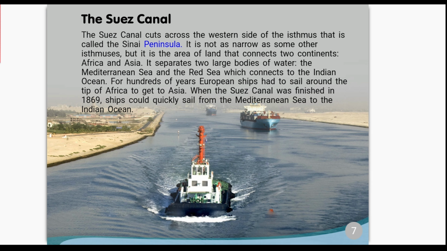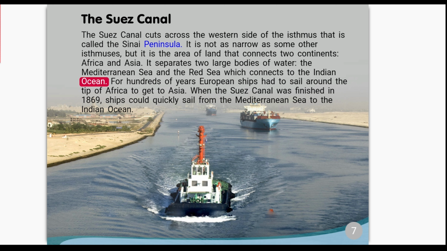The Suez Canal. The Suez Canal cuts across the western side of the isthmus that is called the Sinai Peninsula. It is not as narrow as some other isthmuses, but it is the area of land that connects two continents, Africa and Asia. It separates two large bodies of water, the Mediterranean Sea and the Red Sea, which connects to the Indian Ocean.